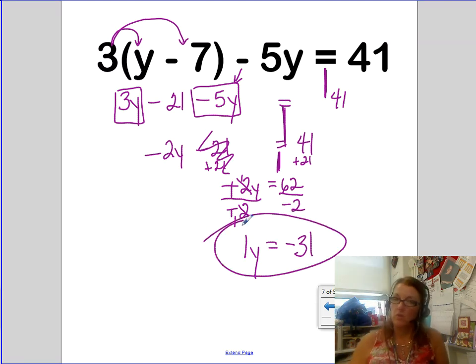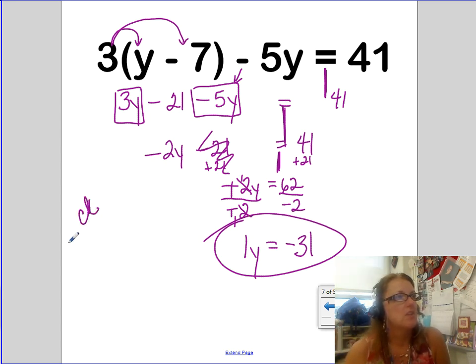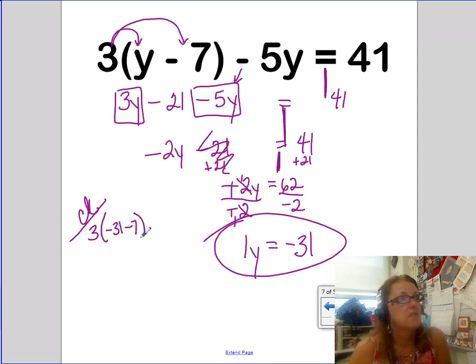Now, great answer, although it's not very common, so of course, I'm always going to check just to make sure. I don't want to have gone through all this work and then have it be inaccurate. So let's plug it in. Let's see. 3 times a negative 31 minus 7 minus 5 times negative 31. Blech! Look at all this.